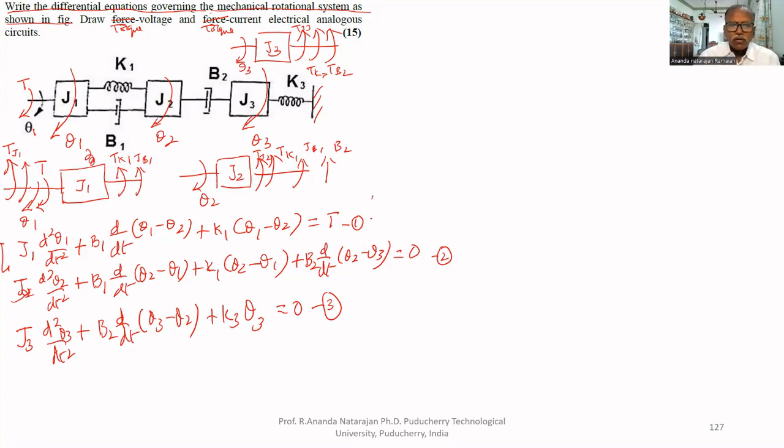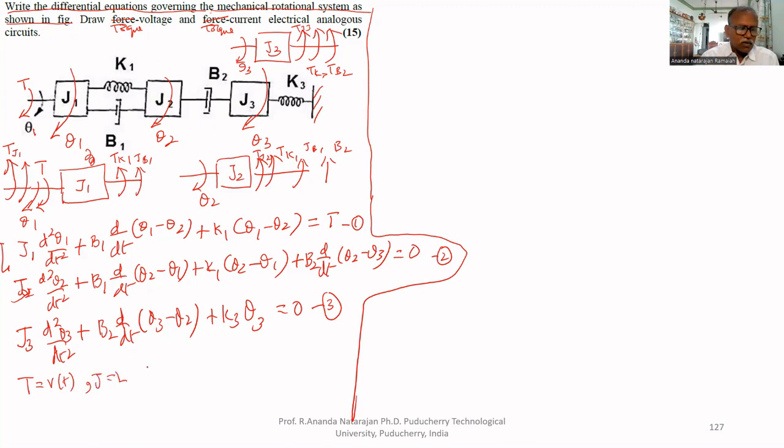So these are the three differential equations governing the mechanical system. Now we have to obtain the torque voltage analogy. Torque voltage analogy means we have to replace torque by applied voltage V of t, J by L, b by R, k by 1 by C, and the displacement theta by q.